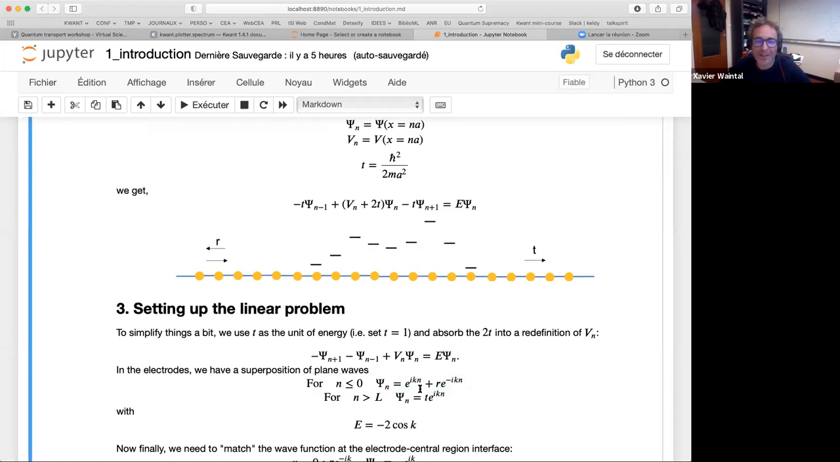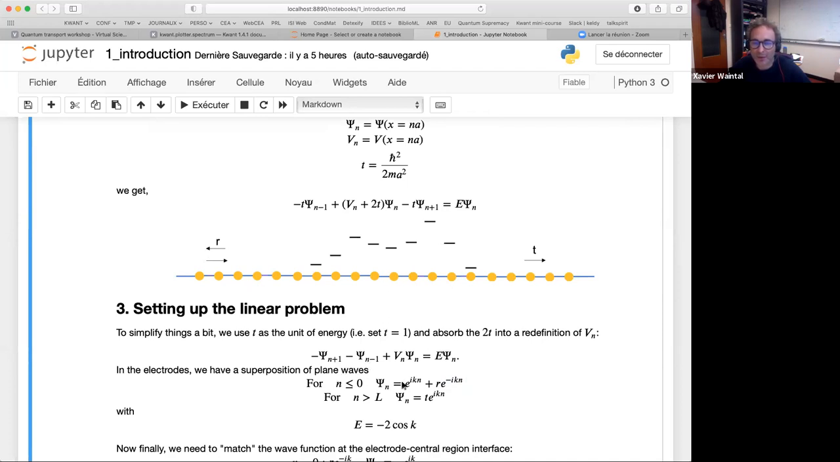Here, we will look at scattering states, and this means that we decide that the incoming coefficient, in front of exponential ikn, is 1, and we compute whatever reflection we have. So it's one particular linear combination where we impose what is incoming towards the scattering central region.